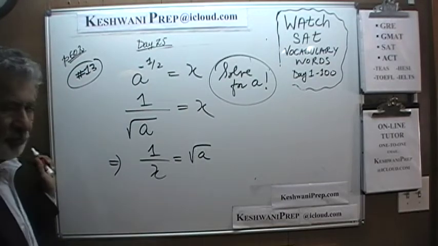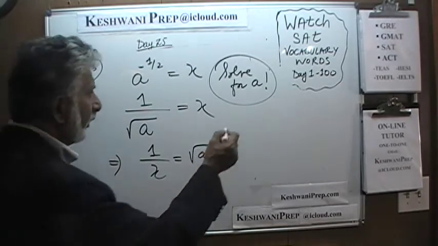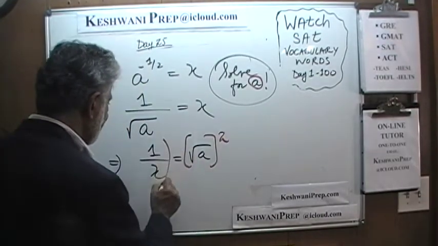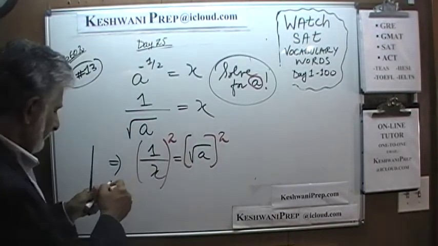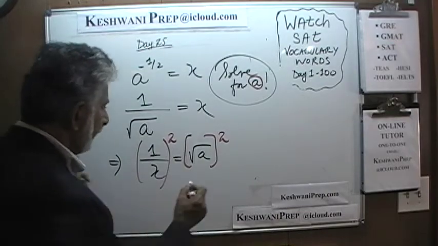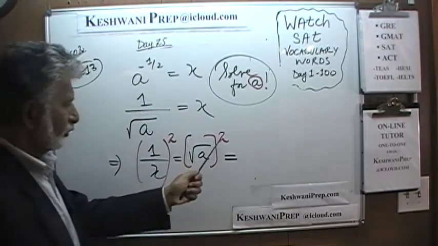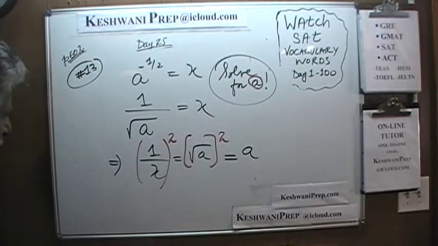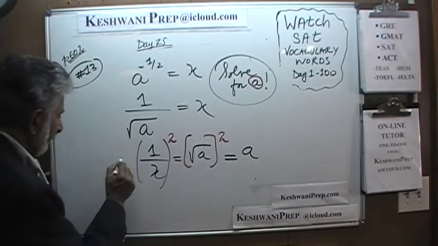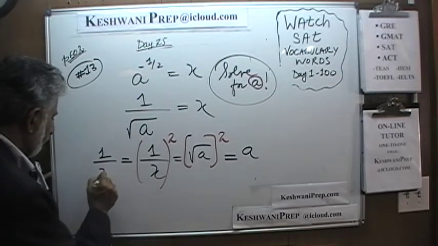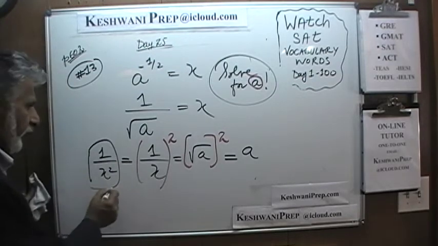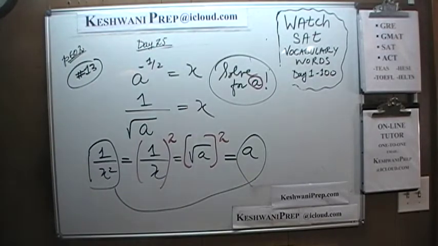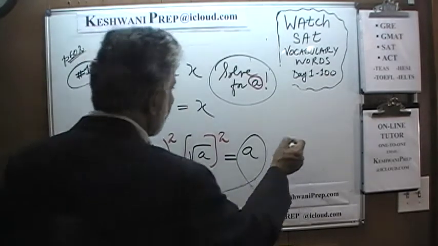We can't leave it like this. We don't want to solve for the root of a. We want to solve for a. So let's square both sides. And this will give us a right here, since the square of the square root of a is just a. And on this side, when we square it, we end up at 1 over x squared. So a equals 1 over x squared, and that is answer choice C.